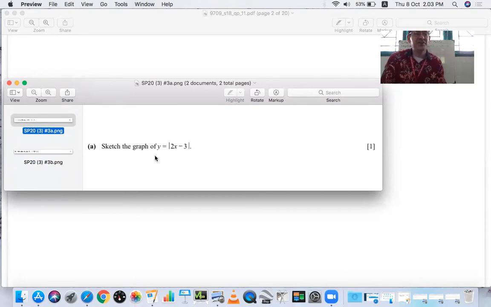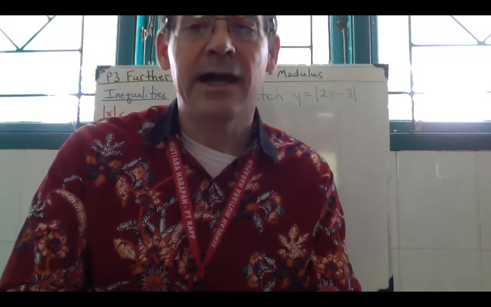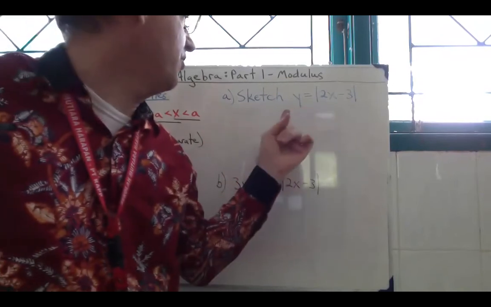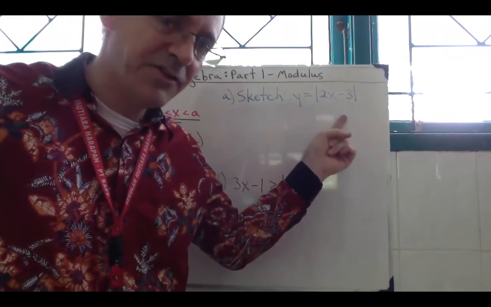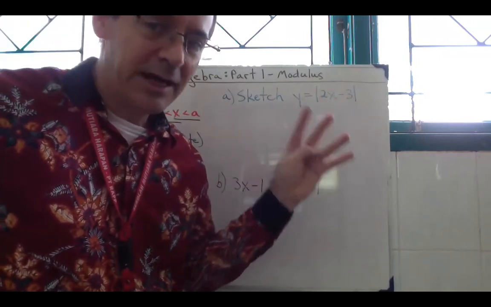Notice it says sketch the graph of y equals the absolute value of 2x minus 3, and then it gives us an inequality to solve: 3x minus 1 greater than the absolute value of 2x minus 3. This is what we're going to work with, and we'll start with the graphing. Let's get back to our board. I've already got it written here. We're going to sketch this graph, and this is a one-sided modulus, and it's linear, so it's not that complicated.